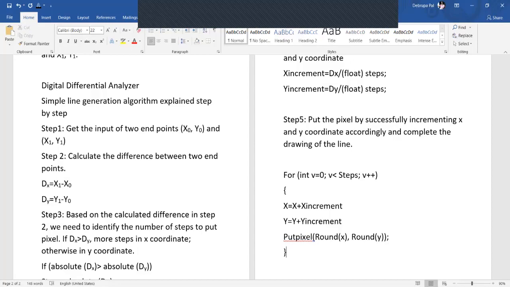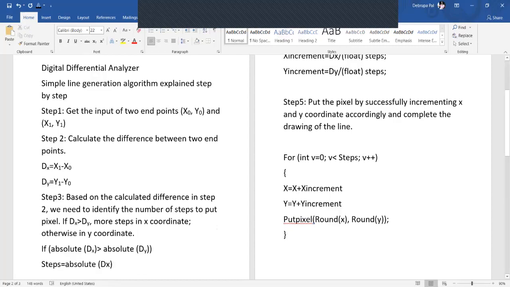What are the advantages of DDA line drawing algorithm? It is the simplest algorithm and it doesn't require special skill for implementation. It is a faster method for calculating pixel positions than the direct use of the equation used for line. What is the equation for drawing line? It is y is equal to mx plus c. This is the equation for line generation.